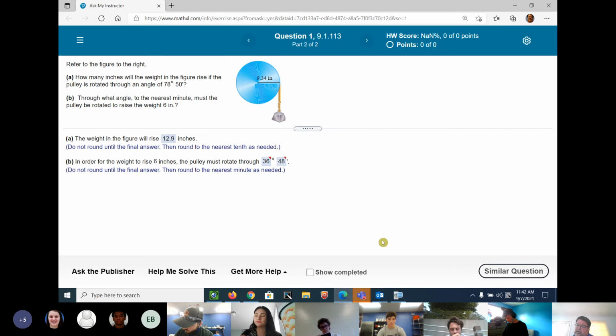Let's see. S is equal to R theta. I'm doing this again. 6 is equal to 9.34 inches times theta. That's inches, that's inches, and theta is in radians. So divide by 9.34. Divide by 9.34, and that's going to give us 0.6423982869 is equal to theta. Now that's in radians.